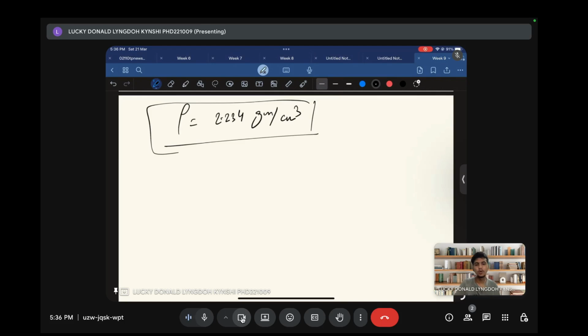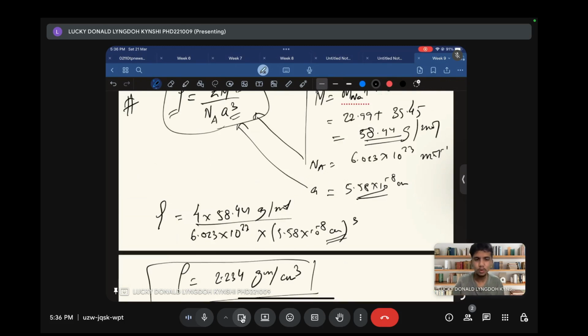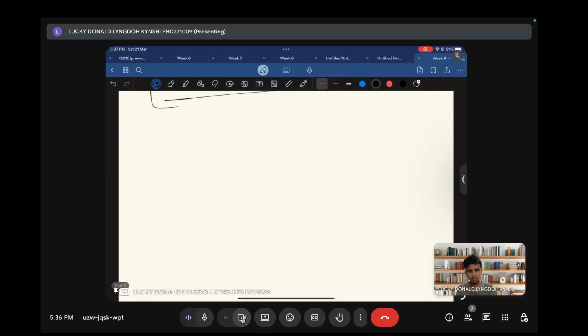Otherwise, you can convert the molecular weight in terms of kg also. That is also fine. But remember, you also have to use meter, not centimeter. So this is problem number 2, which quickly tells you how to calculate the packing fraction, which is pretty straightforward. The formula calculates the volume occupied by the atoms divided by the total volume available. Simple as that. And if you want to calculate the density, we can use this formula.